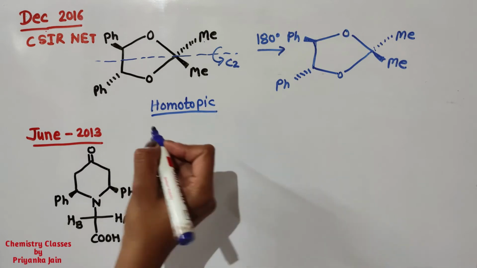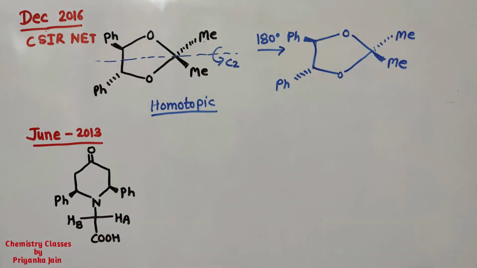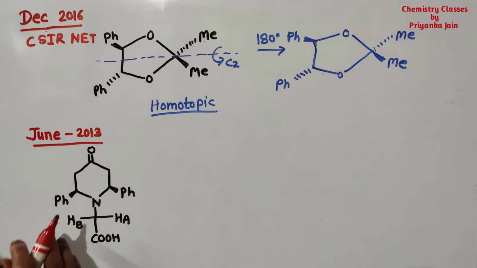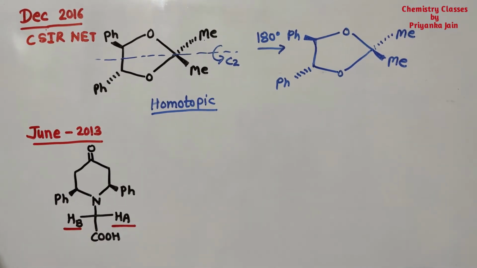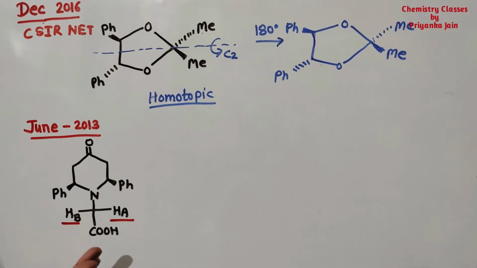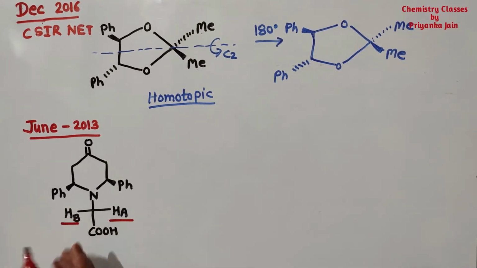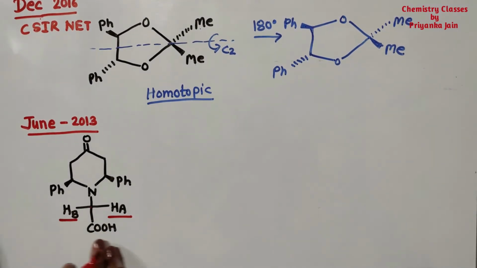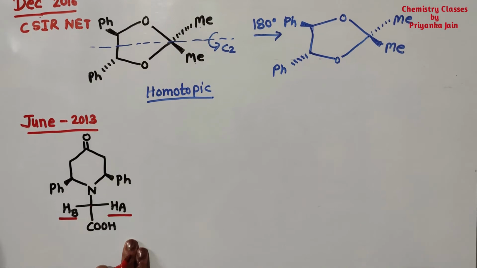Okay, so this question is so easy, right? Now see this question from the June 2013 question paper. We are given this molecule, and we have to identify whether these two hydrogens are homotopic, enantiotopic, diastereotopic or constitutionally heterotopic. Firstly, see that the two hydrogens are attached to the same carbon atom, so they cannot be constitutionally heterotopic, right?